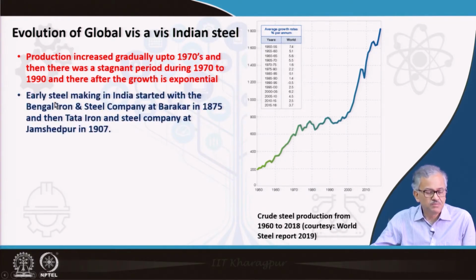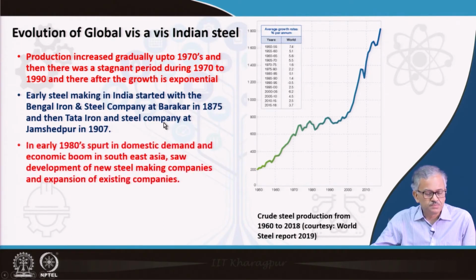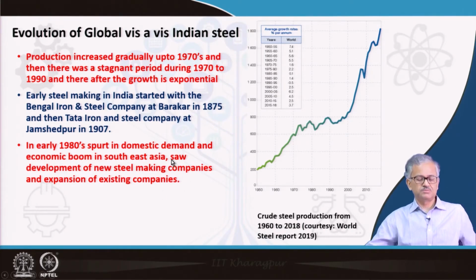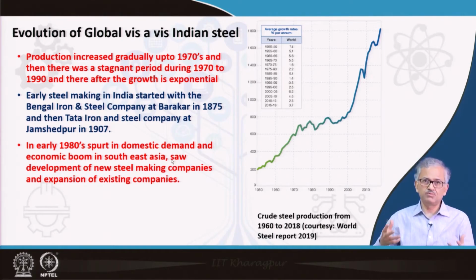Now if I talk about Indian steel making, early steel making in India started at the Bengal Iron and Steel Company in Barakar in 1875, long back, and then the Tata Iron and Steel Company came around 1907. In the early 80s, there was a spurt in the domestic demand, because some infrastructure development was coming at that time, and the economic boom in Southeast Asia saw development of new steel making companies and expansion of existing companies. Both greenfield and brownfield projects were coming at that time, in the early 90s.